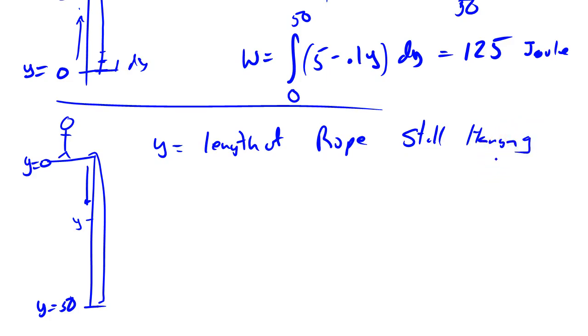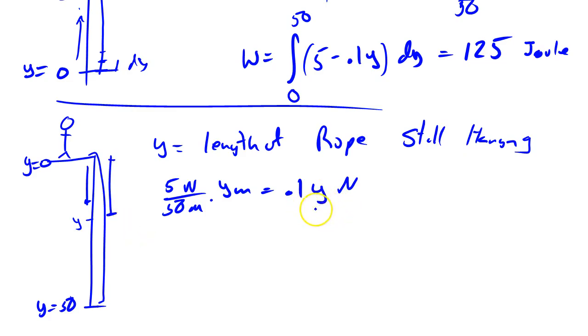So y is the length of the rope still hanging. I can figure out how much that weighs because I know that it's 5 newtons per 50 meters. So 5 newtons per 50 meters, and if I multiply that by y meters, I get 0.1y newtons. So if the rope is hanging down to here, this 0.1y is the amount of weight that is hanging there.